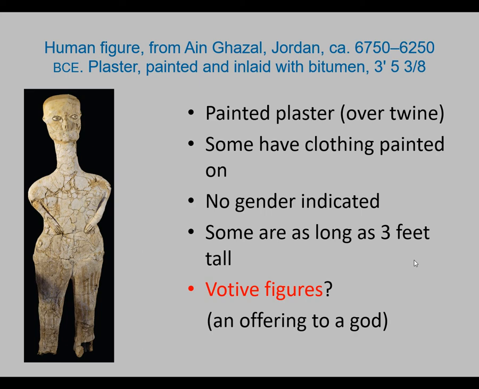This is also in Jordan. This is a human figure. And this is just a little plaster figure. It was plaster over reed and twine. Some of them have clothing, some of them do not. There's no gender indicated. We don't know what they're supposed to be. We can look at the proportions of the arms and say maybe it's not super naturalistic. Some are as long as 3 feet tall.